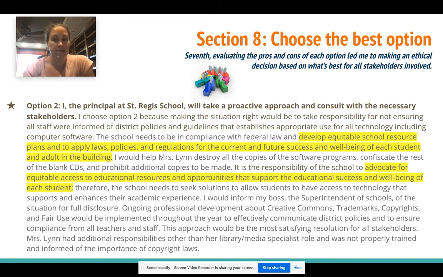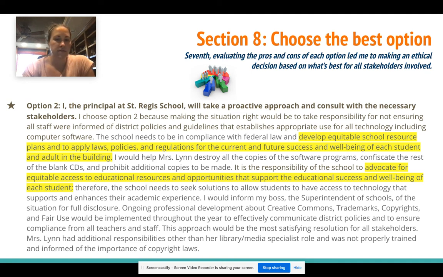It is a responsibility of the school to advocate for equitable access to educational resources and opportunities that support the educational success and well-being of each student. Therefore, the school needs to seek solutions to allow students to have access to technology that supports and enhances their academic experience. I would inform my boss, the superintendent of schools, of the situation for full disclosure. There are no secrets here.